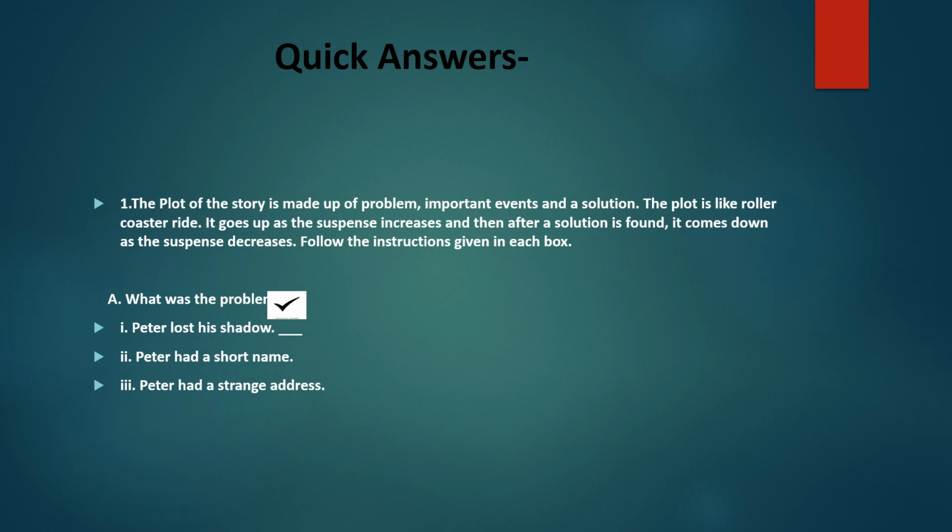Next is, what was the problem? Peter lost his shadow. Peter had a short name, or Peter had a strange address. What was the problem? I think children, the first is the answer. Peter lost his shadow. Clear?